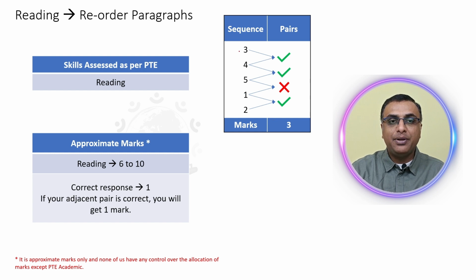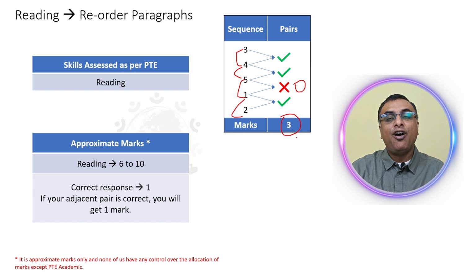In the first example, you can see there are some logical pairs. Now, in this, one of the logical pairs is incorrect, which is 5 and 1. Hence, you will be getting 0 marks for that pair, whereas you will get marks for 3 to 4, 5 to 1 and 1 to 2. Overall, you will be getting 3 marks because there are 4 logical pairs and you have committed 1 mistake.